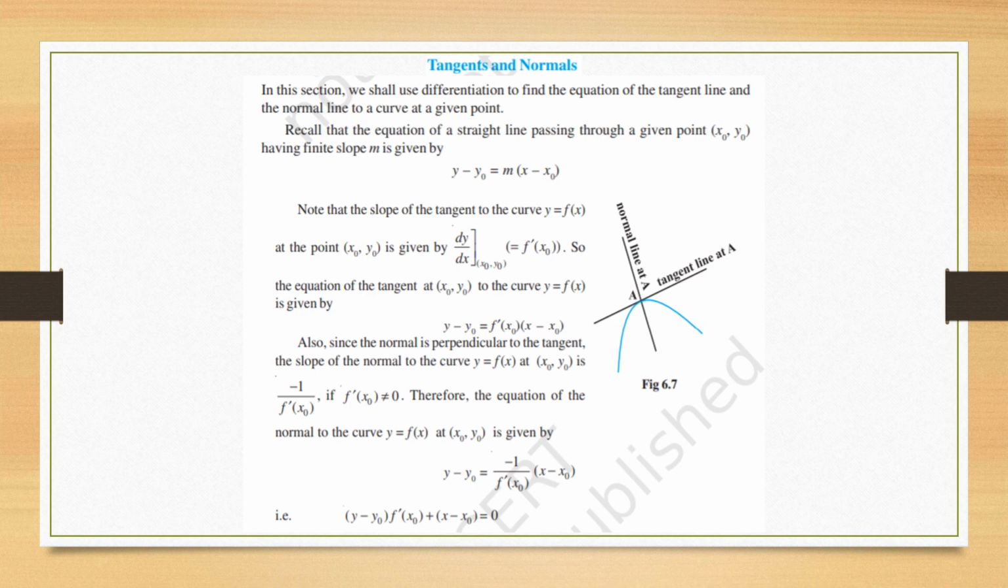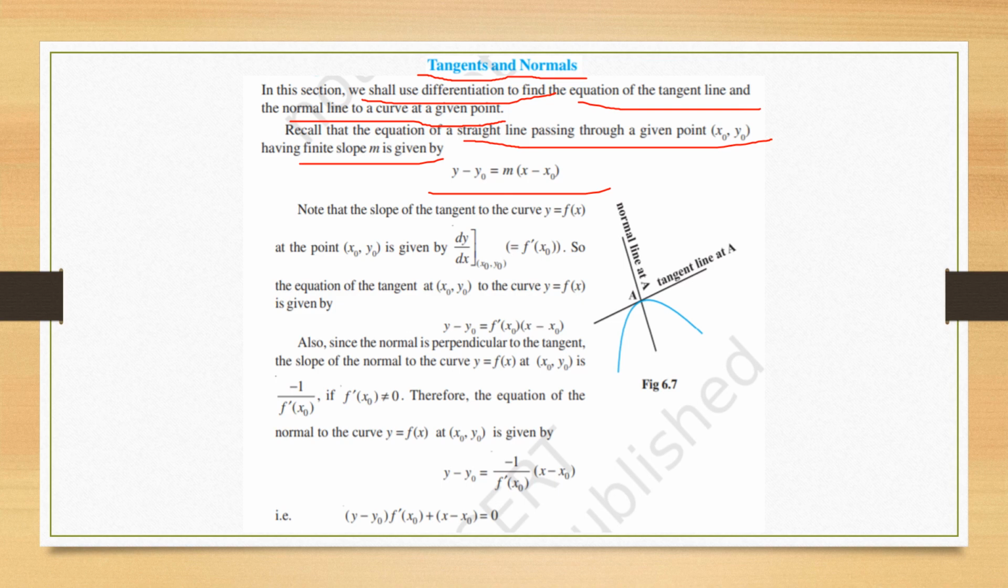Now, tangents and normals are discussed in your previous part of application of derivatives. Okay, so let us see the concept of tangents and normals here. Now, what is the tangent and normal? We will use here the process of differentiation to find the equation of tangent line and normal line to the curve at a given point. Right? Now you know that equation of straight line passing through the point x0, y0 and having slope m was given by y minus y0 equal to m times x minus x0.